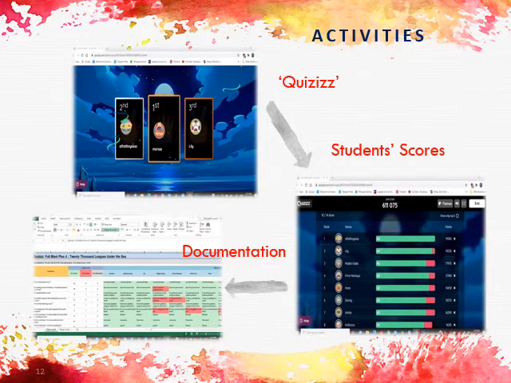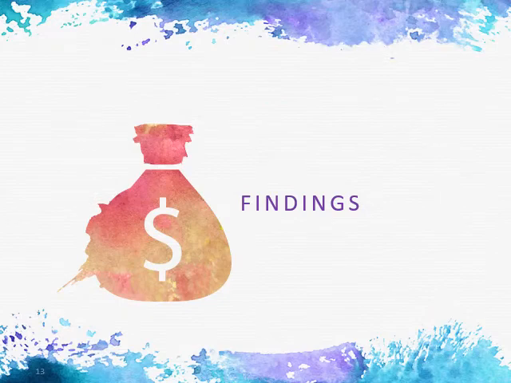Okay, so here is what he does. He actually chose an online game, quizzes, in his literature class, and they had a very interesting competition. Usually the questions were prepared beforehand, and then he documented the scores, analyzed students' answers and discussed the result with the students. And here are the findings for this case.